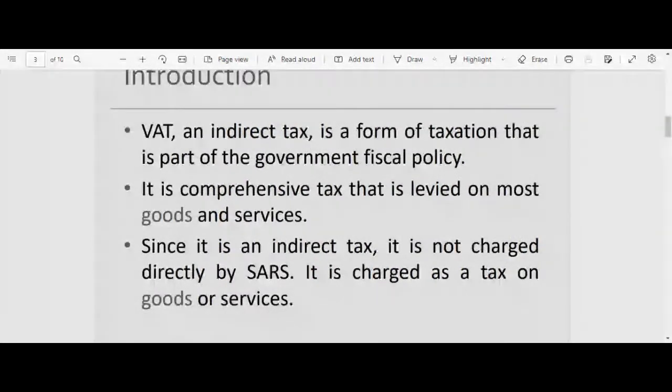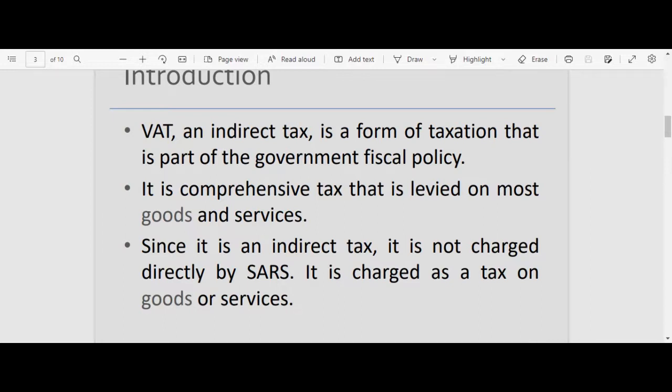So just as an introduction, ladies and gents, we've just added the value added tax, which we've already said is an indirect tax, is a form of taxation that is sort of hidden from people who don't know about it, and is part of the government's fiscal policy. The fiscal policy is basically how do you balance your money, right? Where do you get money from to be able to pay for, let's say, the fixing of roads or whatever the case might be, whatever is needed to properly do the administration of your province or the administration of your country. In the case of value added tax, it is a comprehensive tax that is levied on most goods and services.